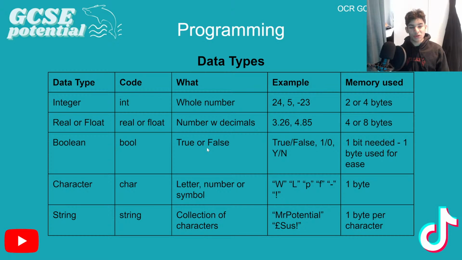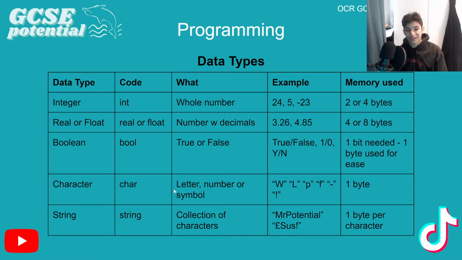Boolean, bool, it's got quite a nice name. It's either true or false, 0 or 1. Those are the only two states possible. So here we have some examples, true or false, 0, 1, yes or no. It's very, very small because there are only two possible states, so 1 bit is needed, but most of the time in computers they use 1 byte because it's just easier.